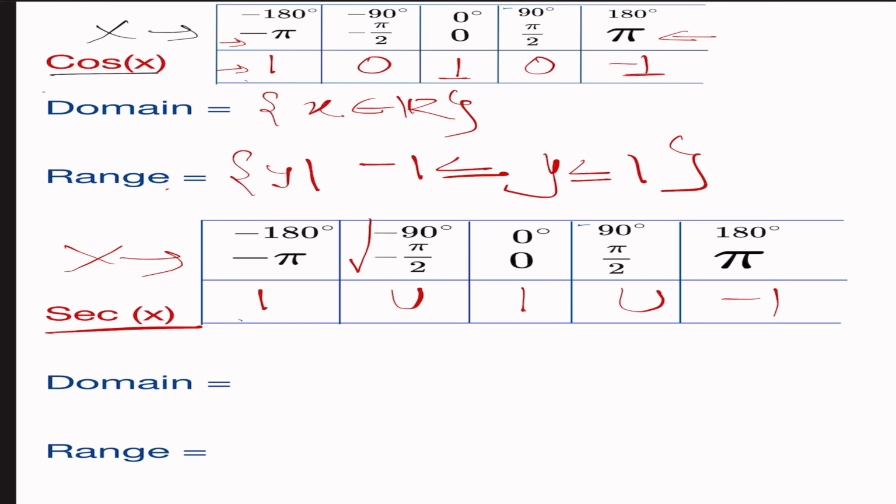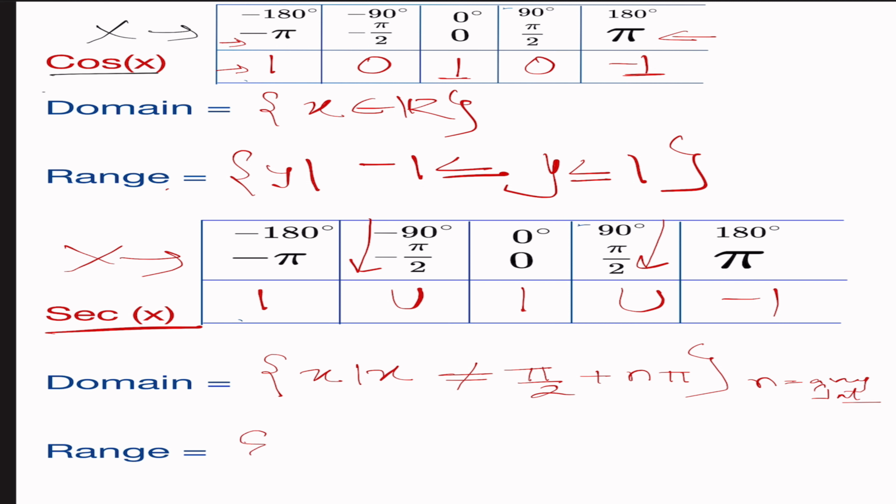So the secant function is just undefined whenever we see pi by 2, or 90 degrees. So we can write down the domain for the secant function: x cannot be pi by 2 plus n pi. We can just write this down. Here, n is any integer, okay? Any integer.